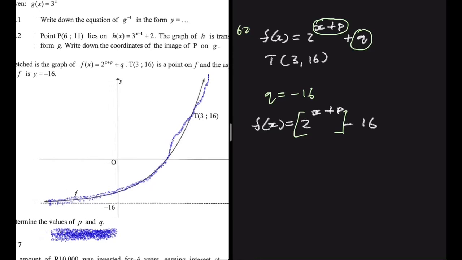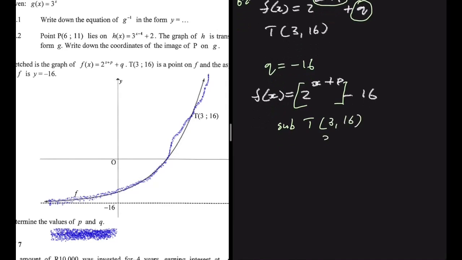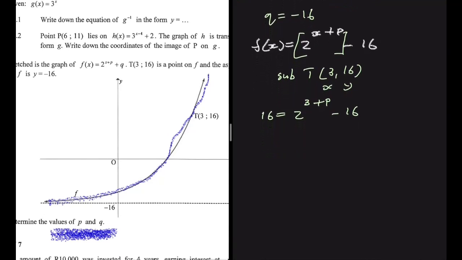Now we just need to find the value of p, for which we're going to substitute our coordinate t. So we're going to sub in t of 3 and 16. If we do that, this is the x value, this is the y. We're going to get 16 being equal to 2 to the 3 plus p, minus 16, right? So I'm going to take minus 16 to the left-hand side, and I will get 32 being equal to 2 to the power 3 plus p.